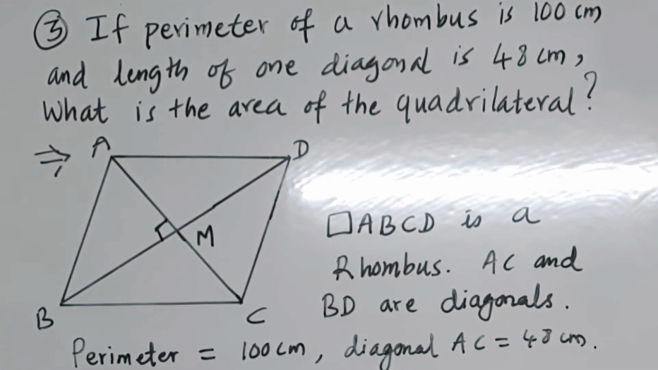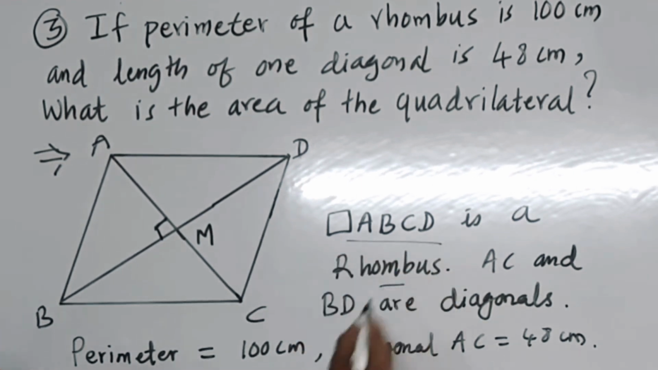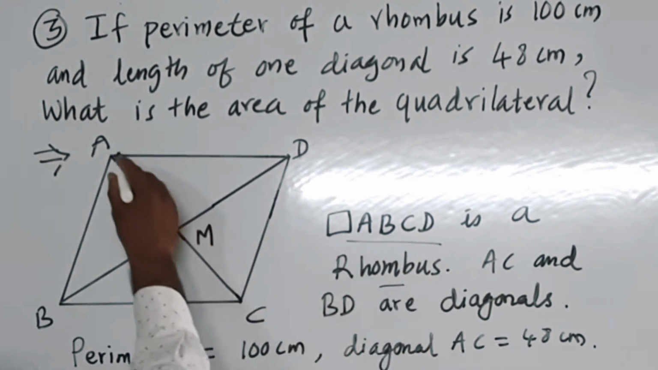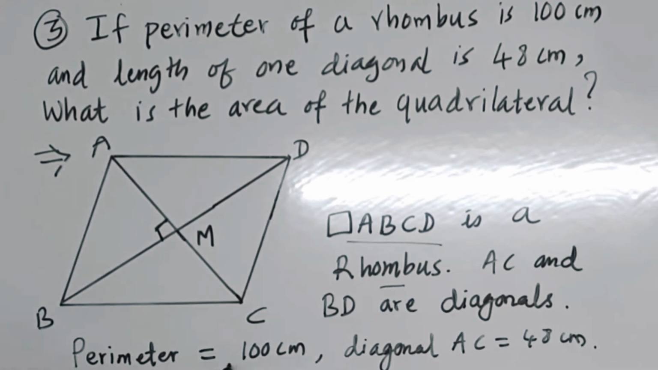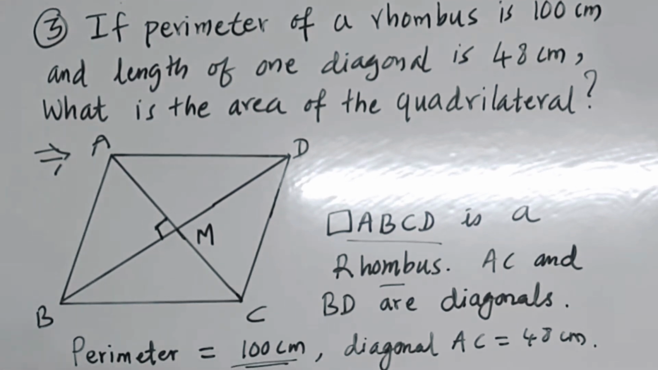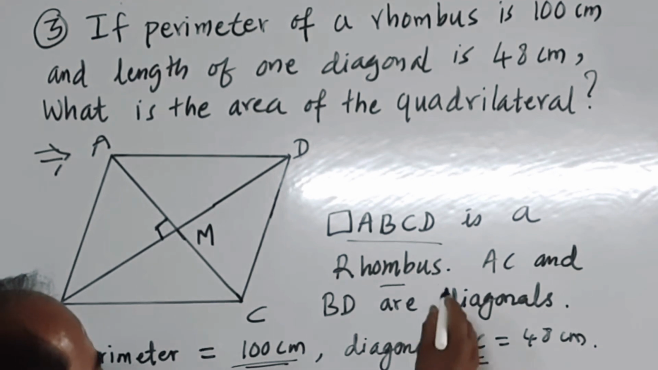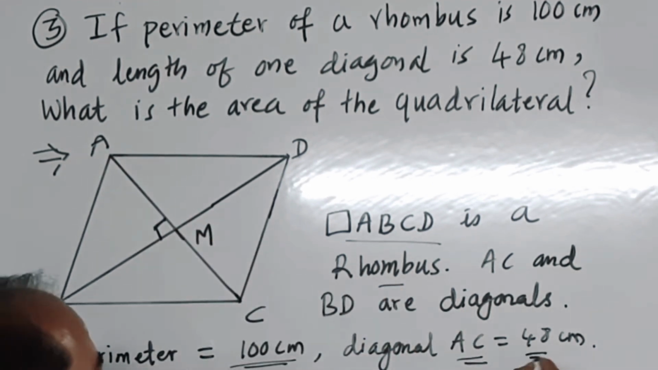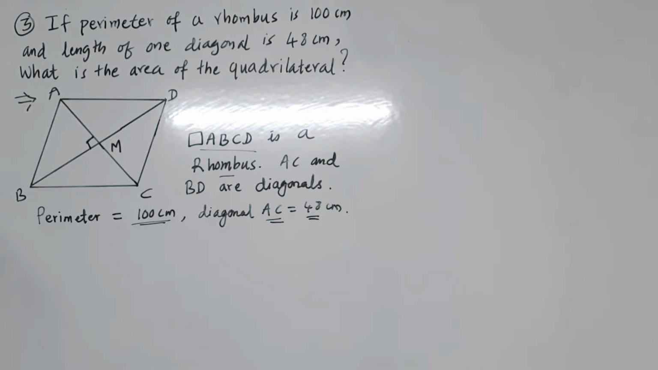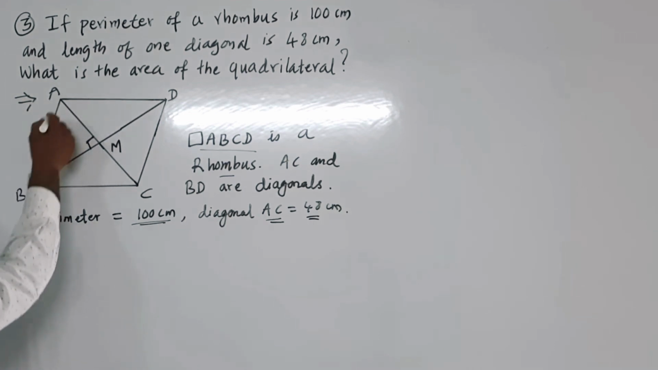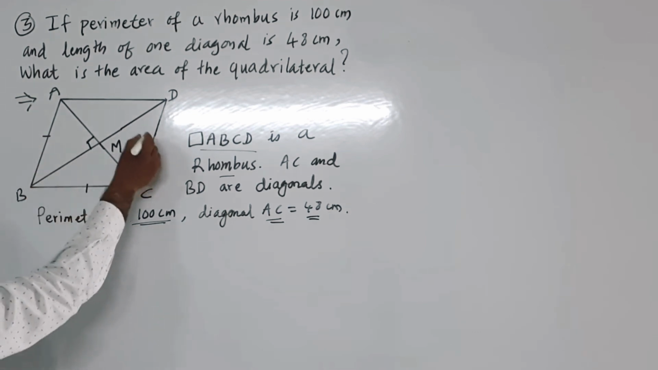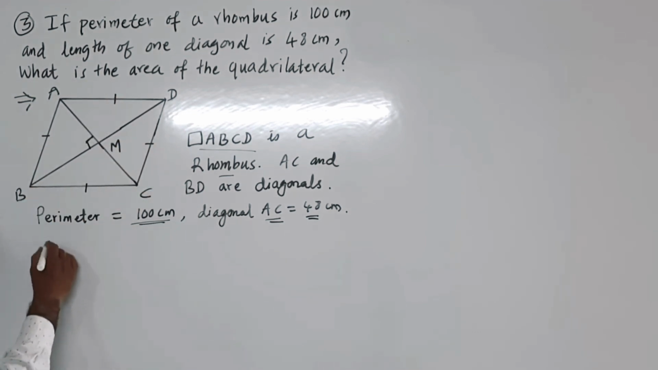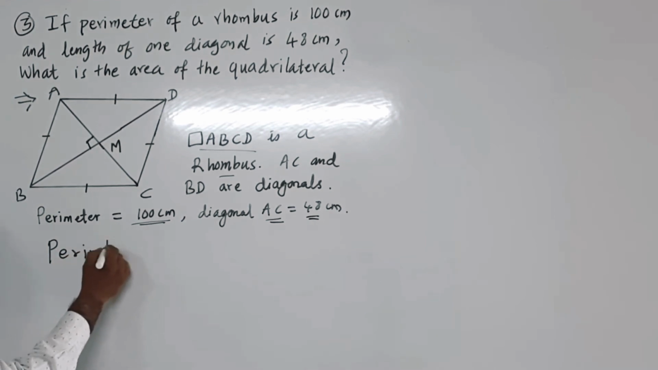So let us consider quadrilateral ABCD is a rhombus and AC and BD are the diagonals which intersect at point M. So given thing is perimeter of a rhombus is 100 centimeter and let one of its diagonals AC be 48 centimeter. Now first we will find the length of the side of the rhombus. You know the property of rhombus, all sides of the rhombus are equal. So we know the formula to find perimeter.